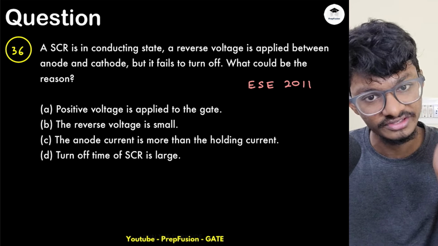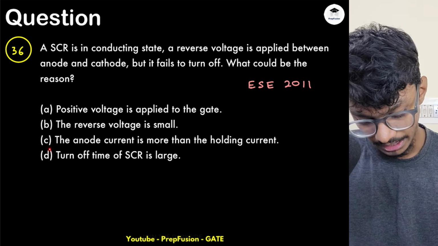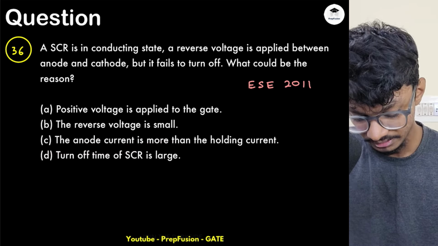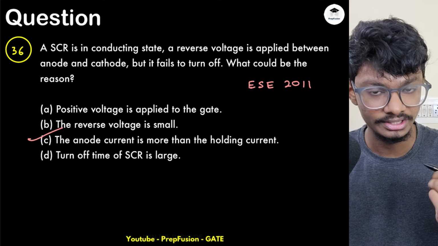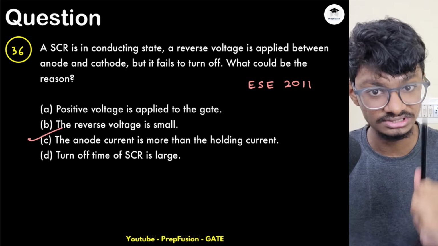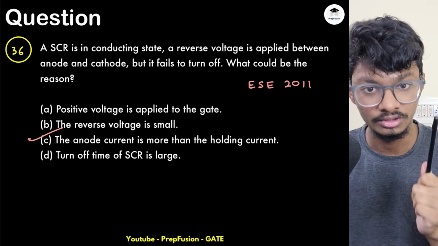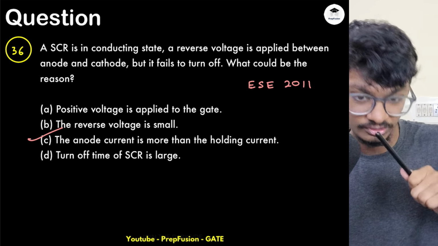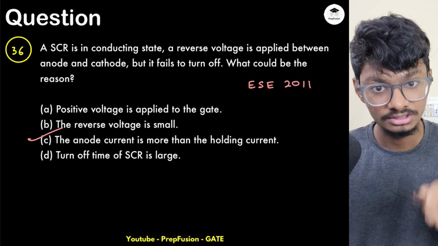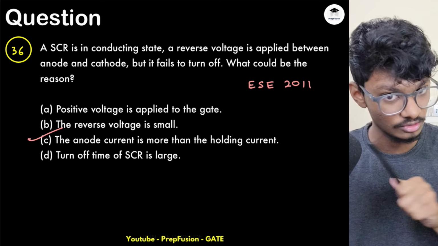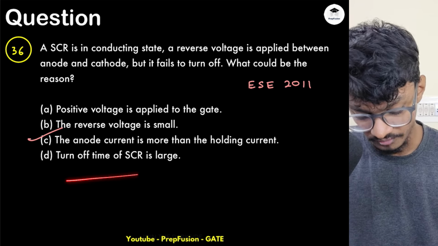Okay, as seen from the VI characteristics of SCR, the anode current is more than the holding current. So this is correct, right? Because if the anode current is more than the holding current, that means the device will still be in the on state. As the definition of holding current suggests, if my anode current is more than the holding current, the device will be on, if it was previously in the on state. If it is lower than the holding current, then the device will turn off, else it will not turn off. So that's why turn off time of a SCR is large.